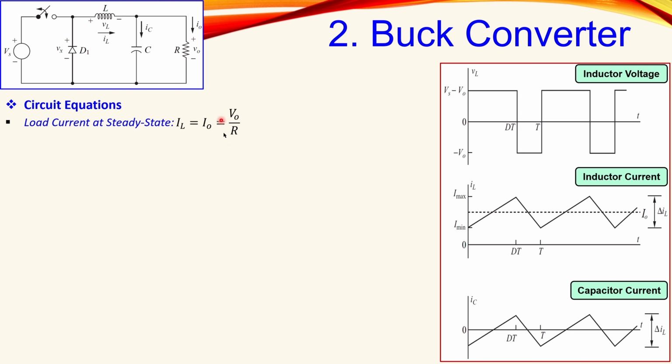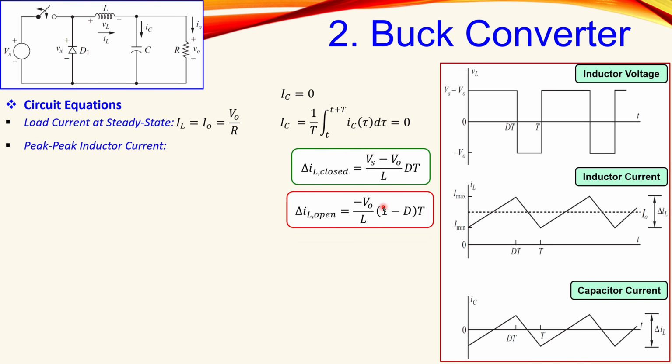And this uses Ohm's law, which is the output voltage or load voltage over the resistor. As said, the average capacitor current will be 0, so that means also from this formula, the peak inductor current can be calculated again using these two formulas. We can use one of these to express the peak inductor current. So we will, for example, take this or that, it doesn't matter.